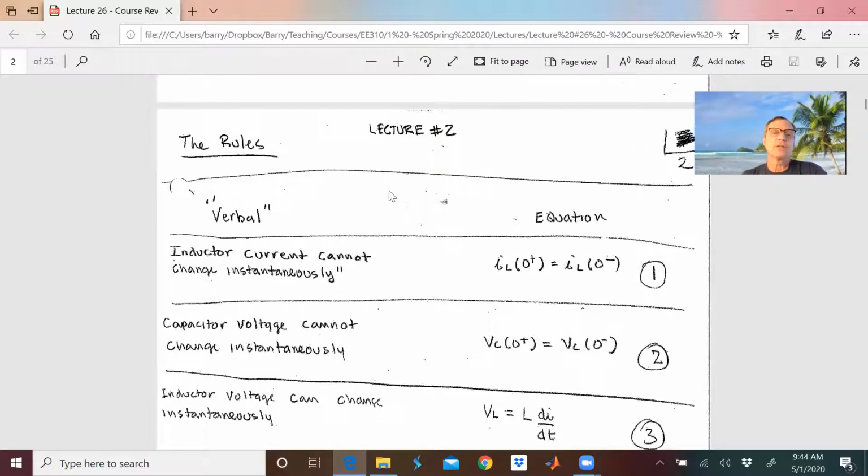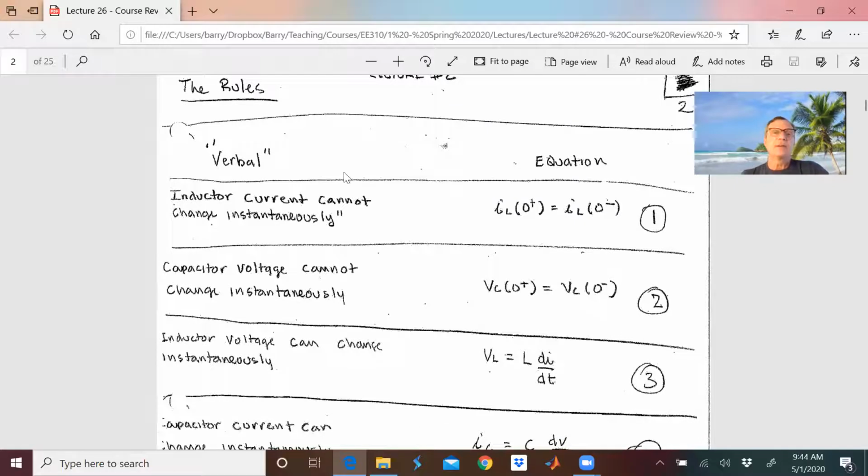So let's start off. For the inductor, let's say the inductor current cannot change instantaneously. Now, if you want to go over to the physics department, of course, they'll tell you, well, you can't move energy from one place to another in 0 time. That's fine. But for our purposes, let's say the inductor current can't change instantaneously. And the way we represent that with an equation is the inductor current at time 0 plus is equal to the inductor current at time 0 minus.